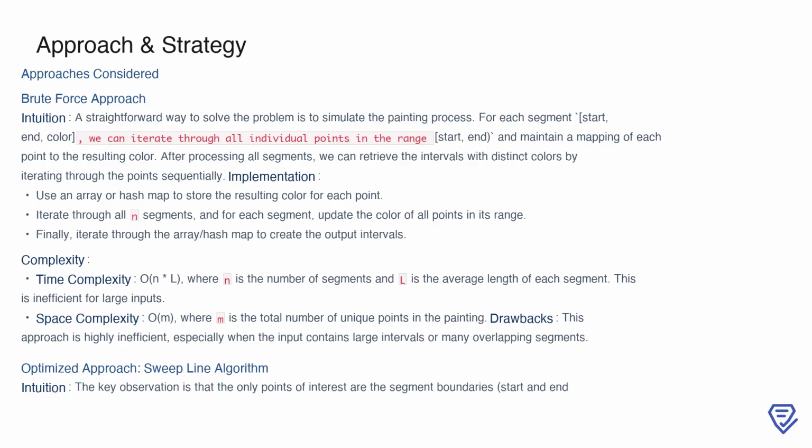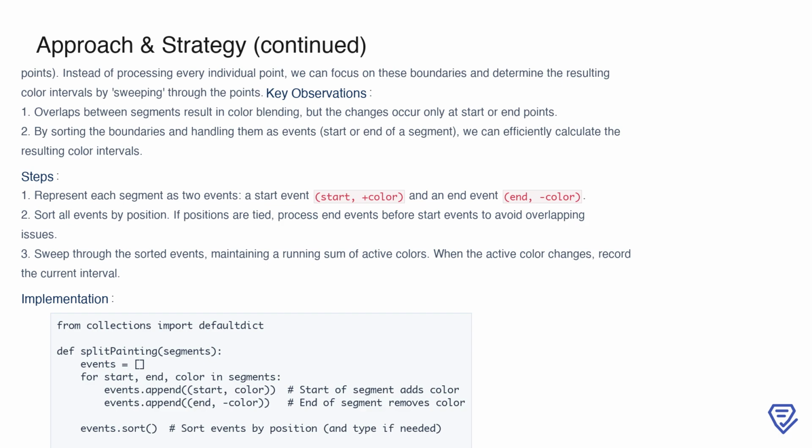To implement this, we could use an array or hash map to keep track of the color assigned to each individual point. However, this approach comes with significant drawbacks. The time complexity is proportional to the total number of points covered by all segments, which can become prohibitively expensive for large inputs. Additionally, the space requirement grows with the number of unique points, leading to inefficiencies when intervals are large or overlap extensively. These limitations make the brute force method impractical for this problem, especially when dealing with large datasets. A more efficient solution is the sweep line algorithm.